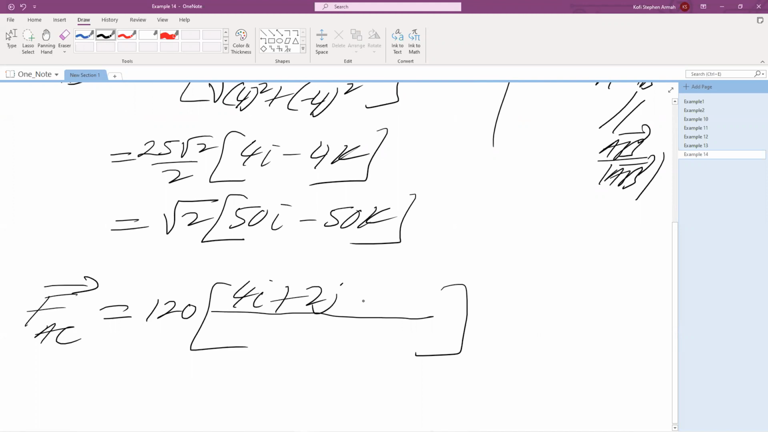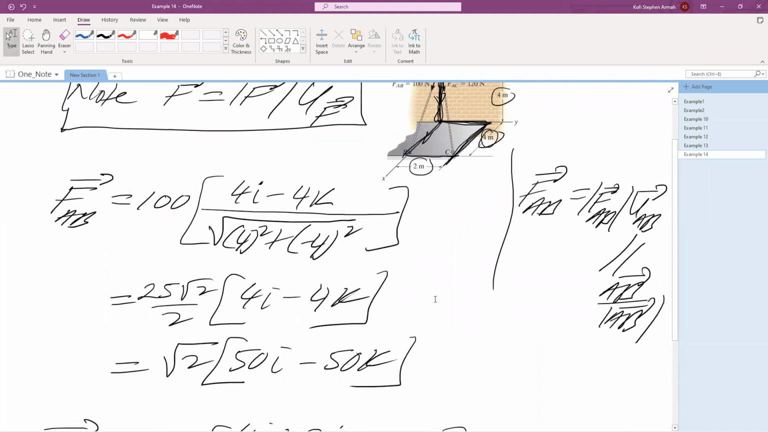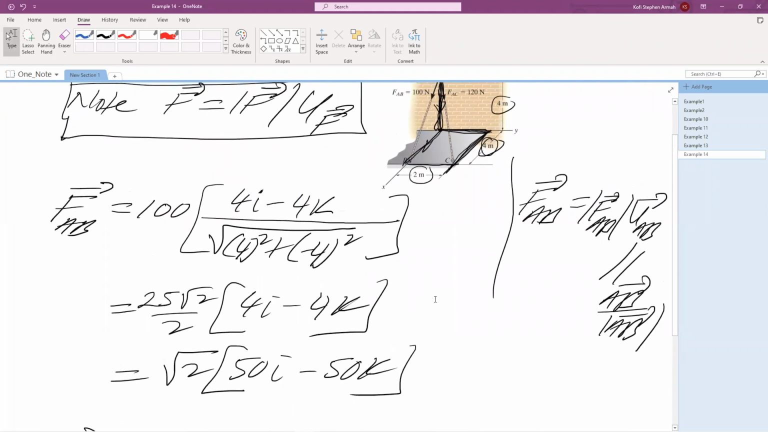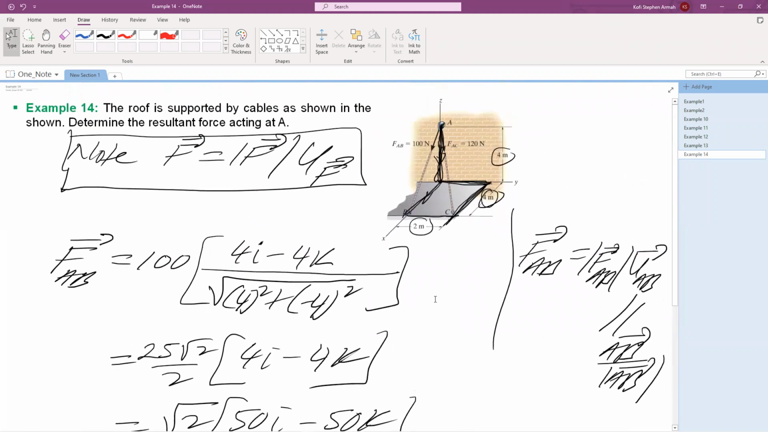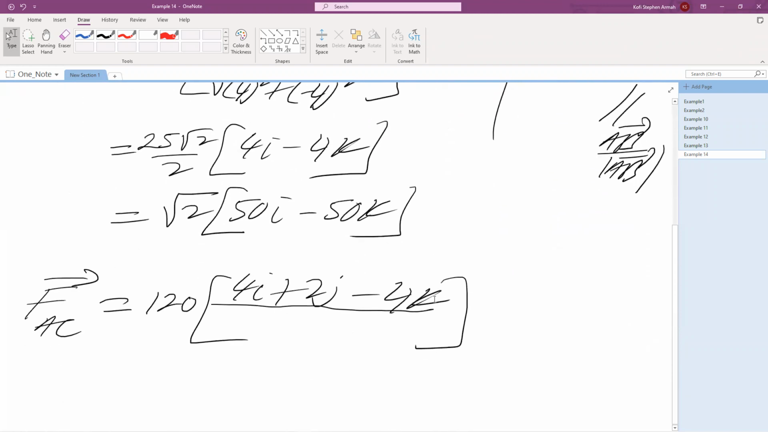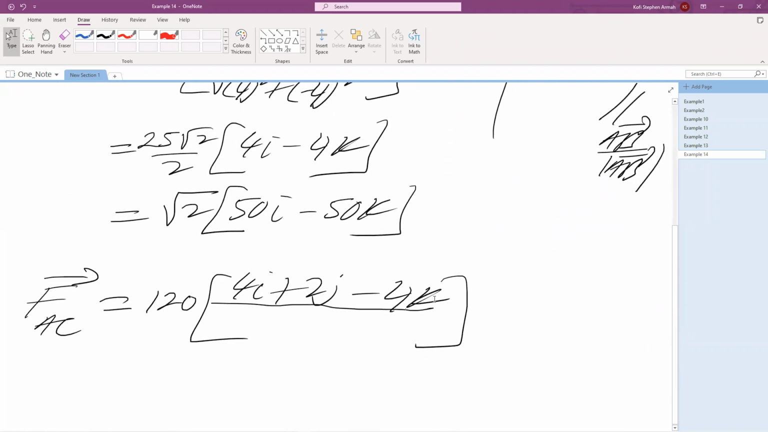So here we're going to still have 4I plus 2J minus 4K. Let me see whether I wrote it well. So 4I, 2J, and then minus 4K. I believe it's correct. And this will be square root of 4 square plus 2 square plus minus 4 square. And then you do that.